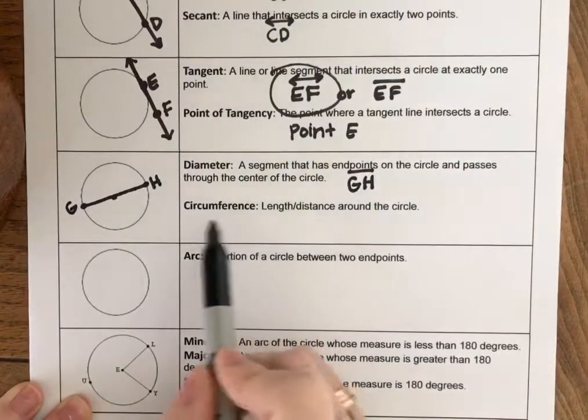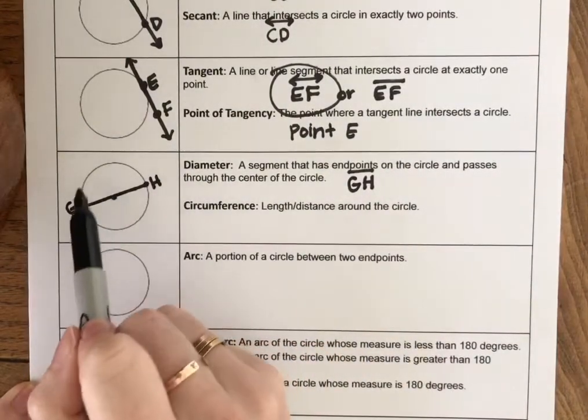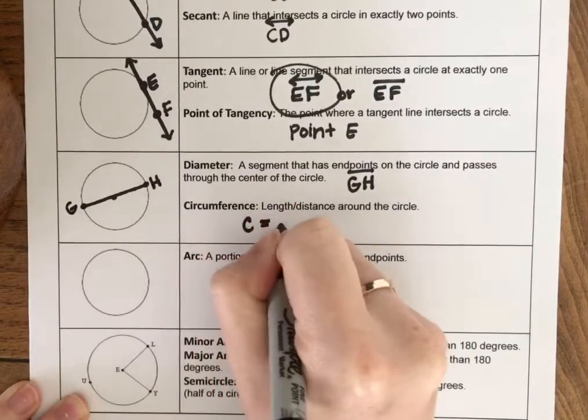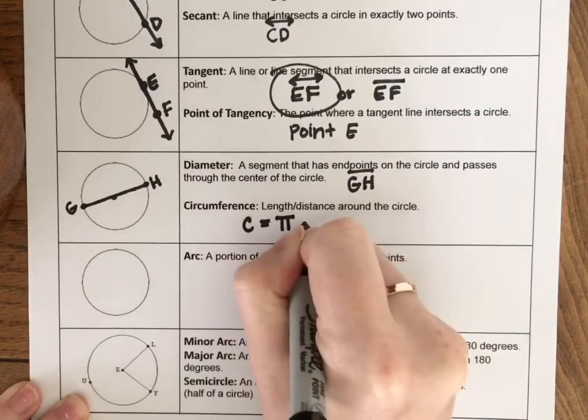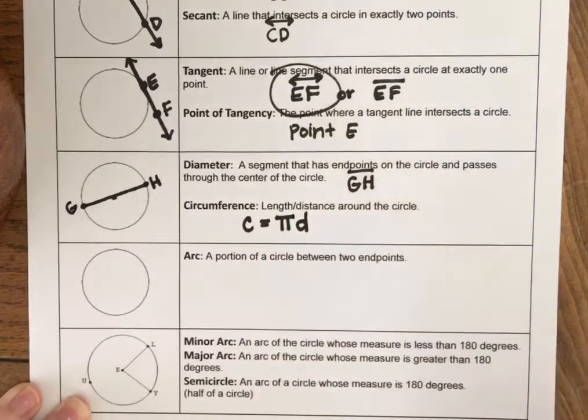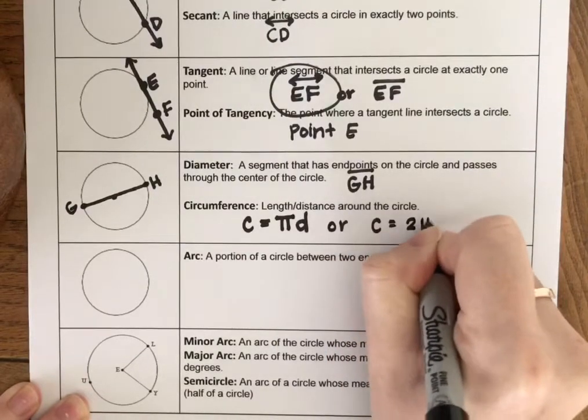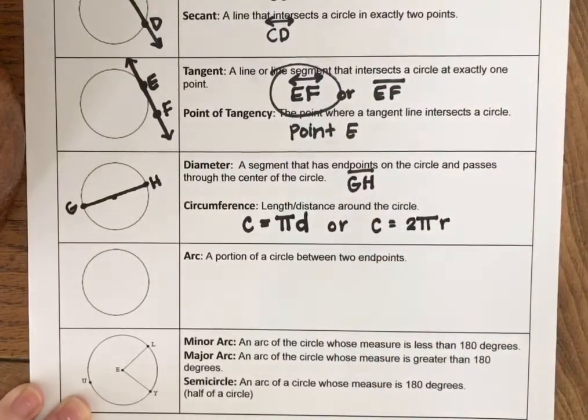Circumference is the length or distance around the circle. There are formulas for that. So the circumference of a circle is either equal to pi times the diameter of the circle or 2 times pi times the radius.